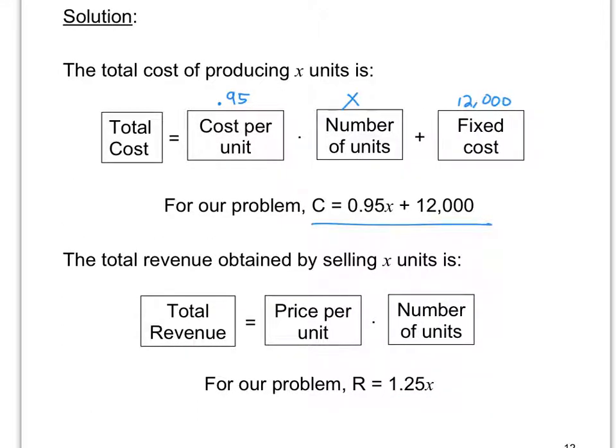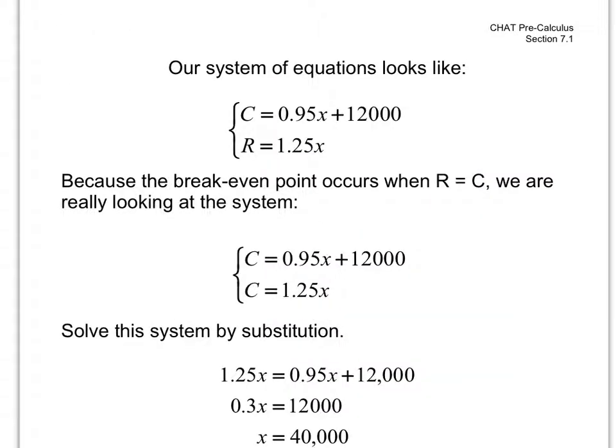Now the revenue is what you get when you multiply how much you're going to make. You're going to make $1.25 every time you sell one of these clocks. And then x represents the number of clocks. So your revenue equation is going to be R equals $1.25 times x. So our system of equations looks like this. I've got two equations, my cost equation and my revenue equation.